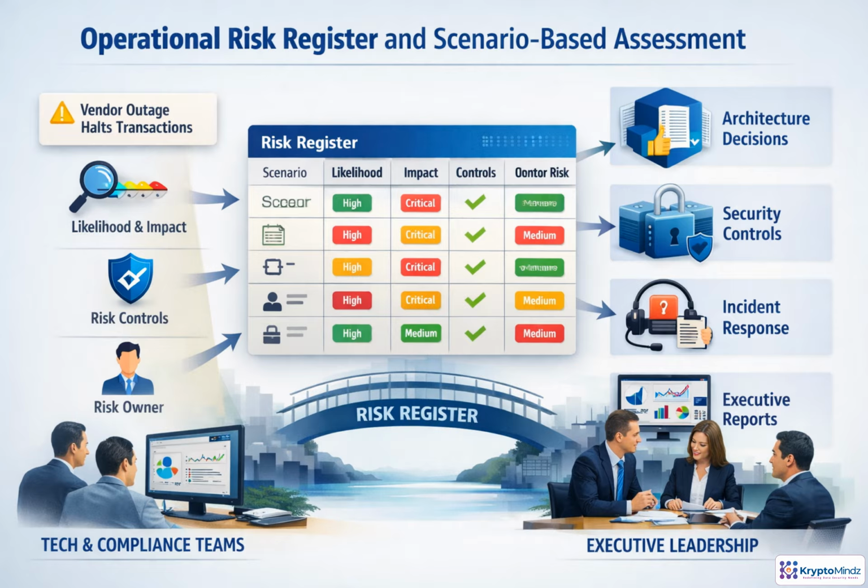Operational risk management turns threat models into scenarios people can own and act on. Rather than saying vendor risk, define the business event. A custody provider outage blocks redemptions, or an admin key compromise enables an unauthorized upgrade. Each scenario gets likelihood, impact, controls, an owner, and residual risk. The register then connects engineering evidence to architecture decisions, security controls, incident playbooks, and executive reporting. So risk acceptance is explicit, monitored, and defensible.